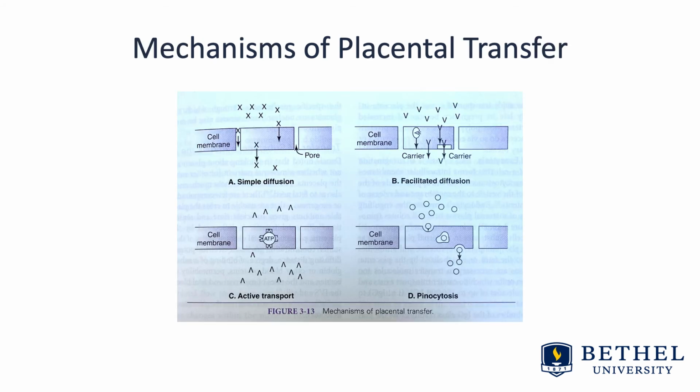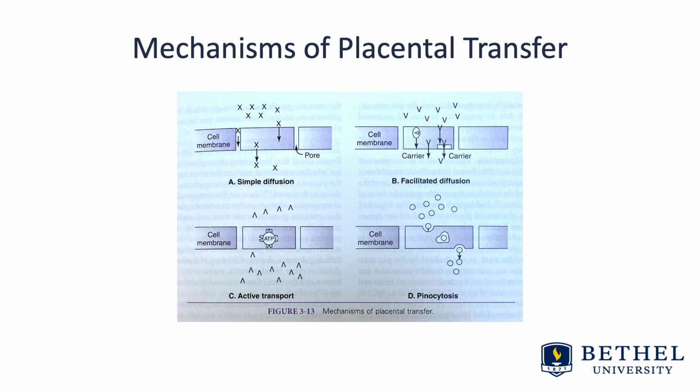And then this next slide here is just a reminder for how different types of transport can take place in the body. So the majority of what's happening here is simple diffusion, so that's that upper left quadrant, and then facilitated diffusion is the upper right. Bottom left is active transport requiring ATP, and then the bottom right is pinocytosis. So the take home here is that all of these are used as aspects of placental transfer, and the majority is simple diffusion.